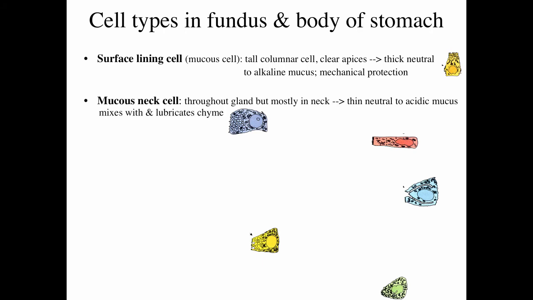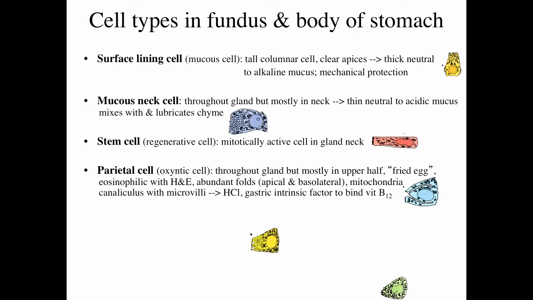The mucous neck cell is throughout the gland, but it's mostly in the neck of the gland. It secretes a thin to acidic mucus. This mucus will mix with and lubricate the chyme. The stem cell or regenerative cell are the mitotically active cells. These are found in the neck region or near the isthmus of the gland.